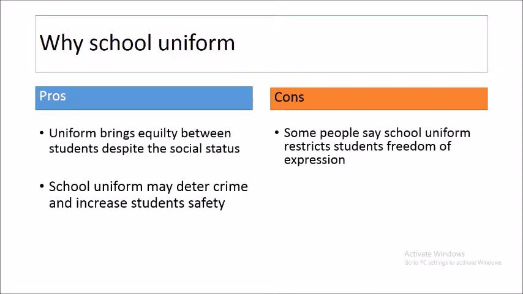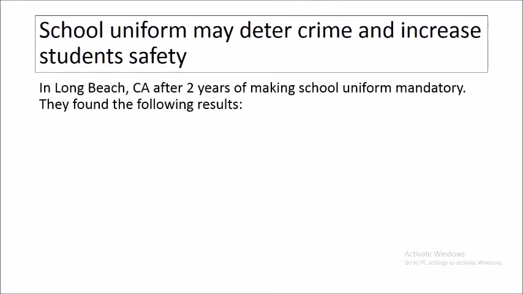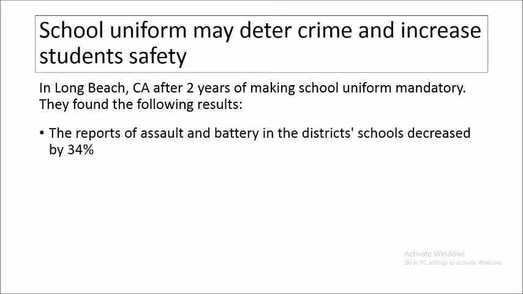The main benefit of school uniform policy is that it may deter crime and increase student safety, and we have a good study about this in Long Beach, California. They started implementing the school uniform policy 2 years before this study that I am going to show you, and they got these results in their study.